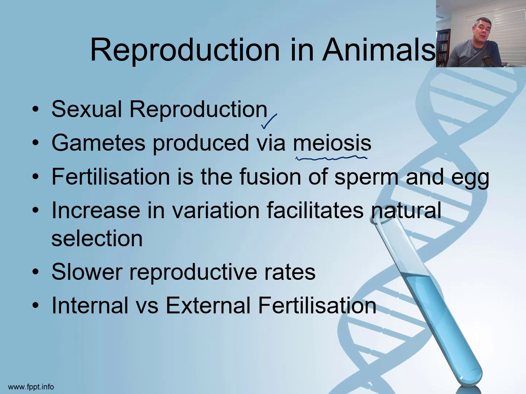Fertilization involves the fusion of sperm and egg. So when the sperm and the egg unite and the genetic material becomes part of a single cell, that's the process of fertilization, formation of a zygote.